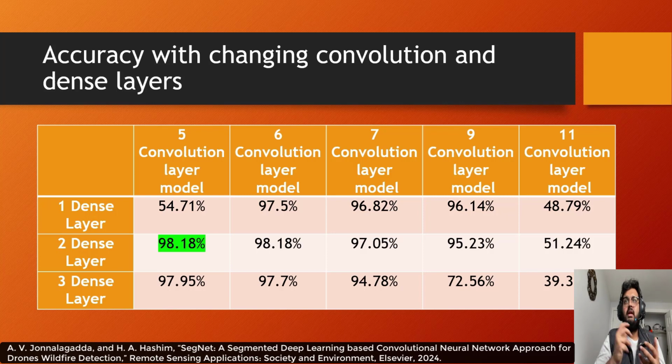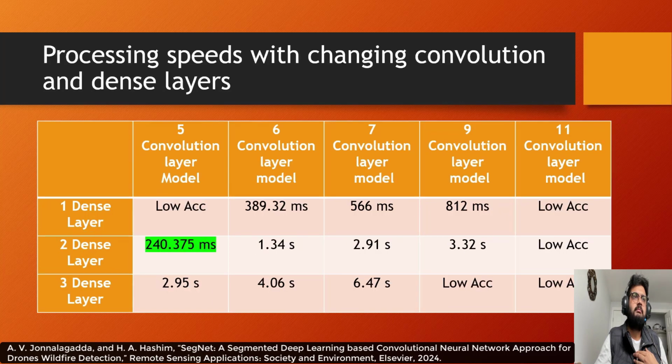Initial experiments with 5 convolution layers and 1 dense layer yielded a suboptimal accuracy of 54.71%, while an extensive configuration of 11 convolution layers and 3 dense layers resulted in a lower accuracy of 39.1%. The optimal compromise between accuracy and processing speed emerged with a configuration of 5 convolution layers and 2 dense layers, achieving an impressive 98.18% accuracy and a processing time of 240.375 milliseconds, as highlighted by the green mark.